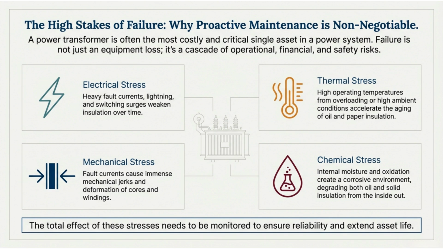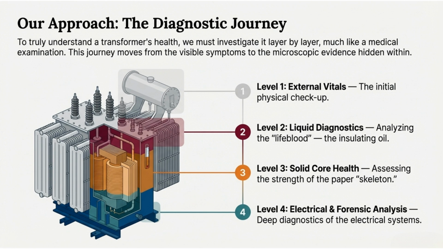Proactive maintenance is non-negotiable. To understand a transformer's health, we use a diagnostic journey, moving from visible symptoms to microscopic evidence. This process involves 4 levels, from external checks to deep electrical and forensic analysis.